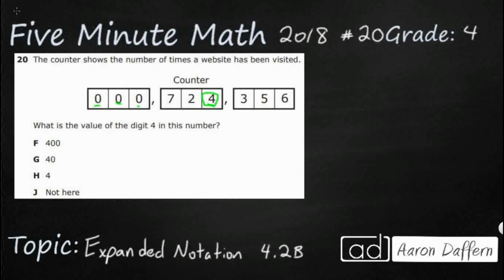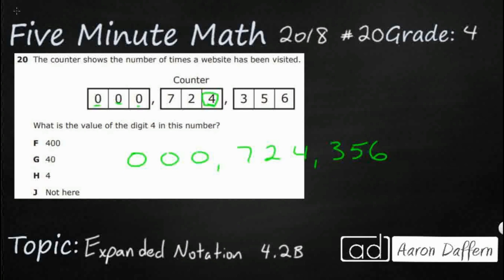So let's put this into a place value chart. What I'm going to do is rewrite this and make it a little bit bigger, spread them out so we can put some labels here. So we've got a 0, 0, 0, 7, 2, 4, 3, 5, 6. If we do a place value chart, that's going to help us.